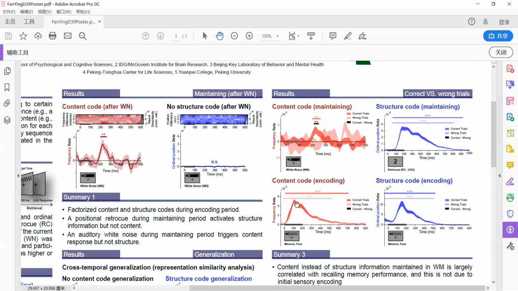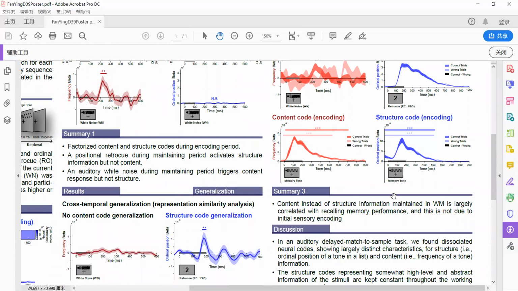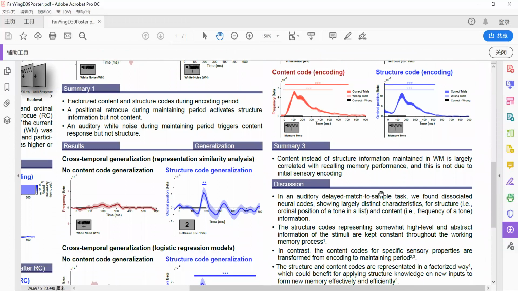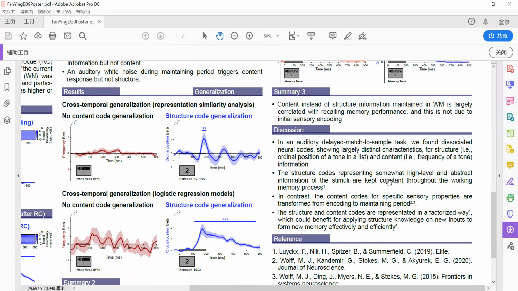And also there is no significant difference between correct and wrong trials for the codes during the encoding period. So we can conclude the content, instead of structure information, maintained in working memory is largely correlated with recall memory performance. And this is not due to initial sensory encoding.